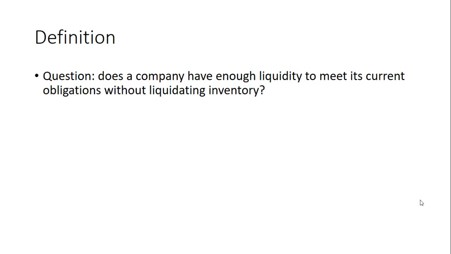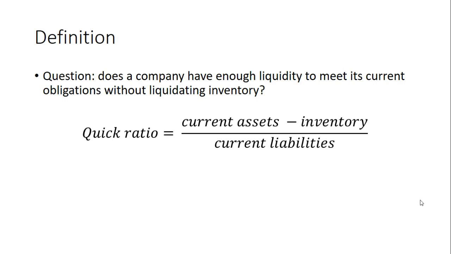So essentially, the quick ratio is answering this question. Does a company have enough liquidity to meet its current obligations without liquidating its inventory? And we can get this from a simple formula. So the quick ratio is the current assets minus the inventory divided by the current liabilities.